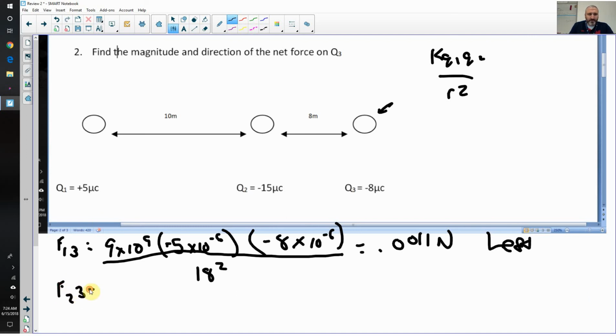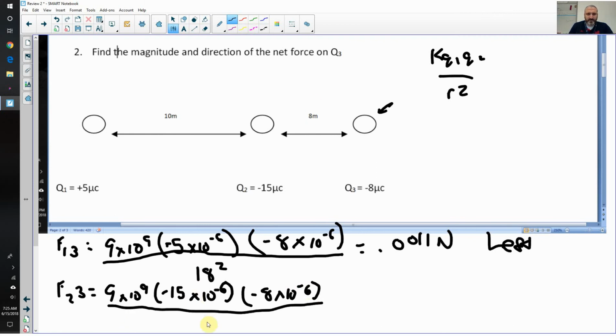F2 on 3 is going to be the same deal. 9 times 10 to the 9th times negative, well, now Q1 I guess will be this guy, negative 15 times 10 to the negative 6 times negative 8 times 10 to the negative 6 all over the distance now is 8 squared, and that should end up being, if you plug that in correctly, 0.0169 newtons. And because both of these are negatively charged, this guy's going to feel a force to the right.